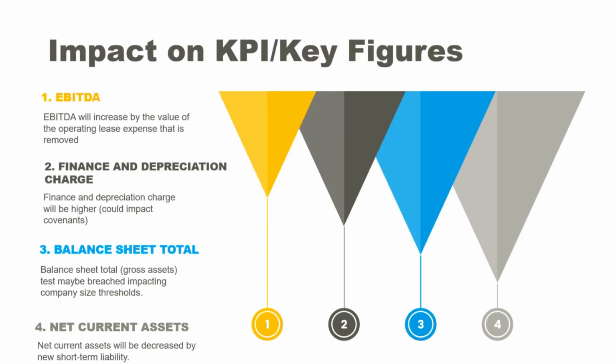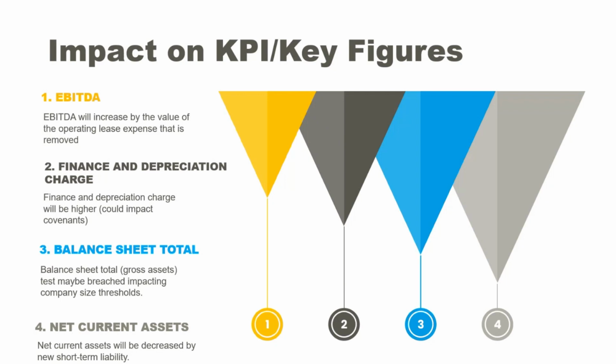Now let's look at impact on KPIs. The EBITDA will go up because the rent charge is no longer in the P&L and it is being replaced by a finance cost and a depreciation charge, which means it could potentially impact on covenants as well.